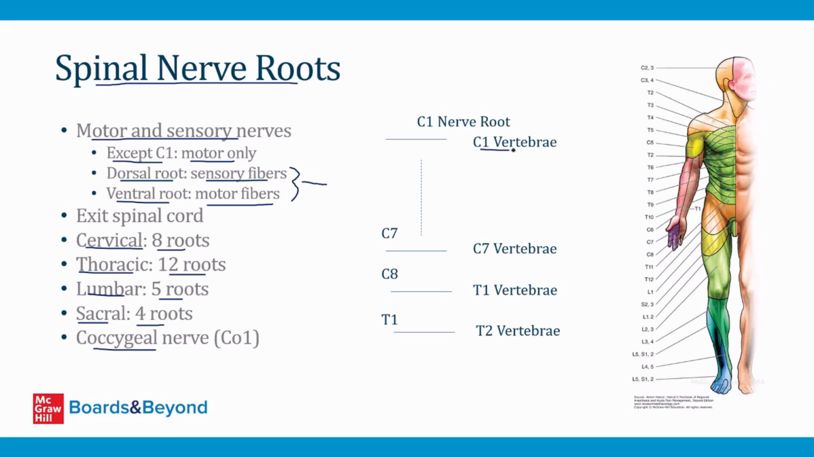So, for example, the C1 vertebrae has the C1 nerve root exit right above it. That's the case for all the vertebrae down until C7, which has the C7 nerve root exit above it. And then this is just sort of a quirk, but we only have 7 cervical vertebrae, but we have 8 cervical nerve roots. And the reason for this is because after C7 exits above the C7 vertebrae, you then have C8 exit above T1, and then we go down into the thoracic vertebrae. And so this is how the nerve roots are named.